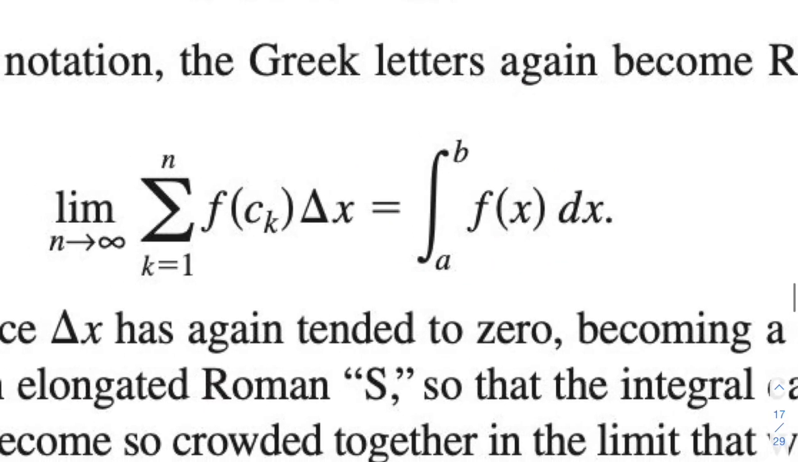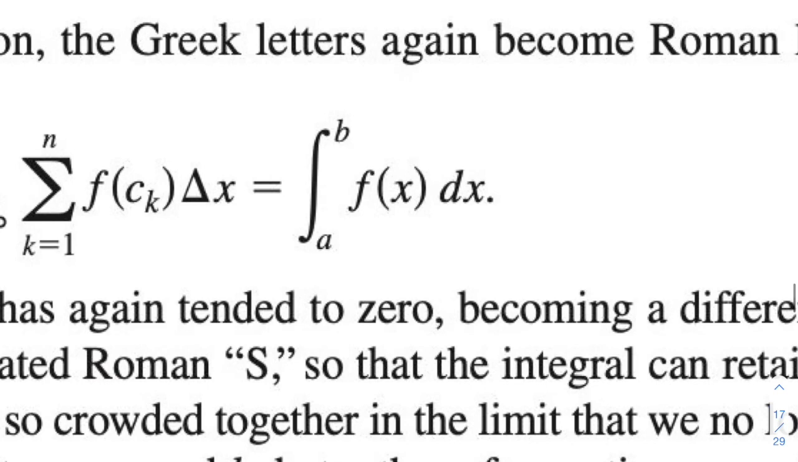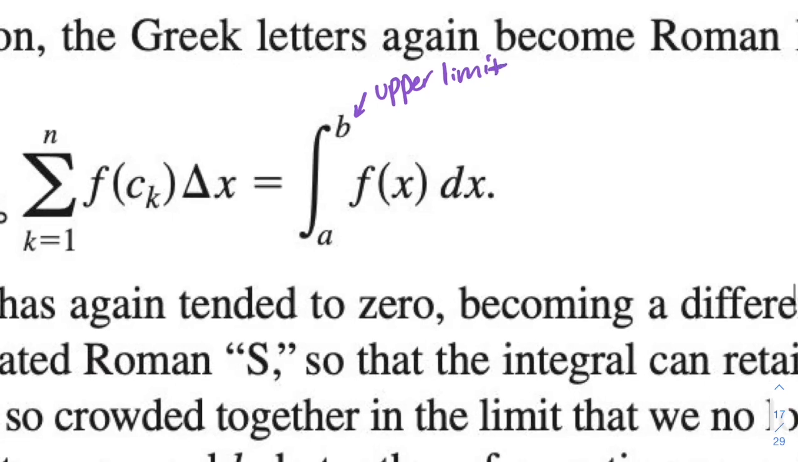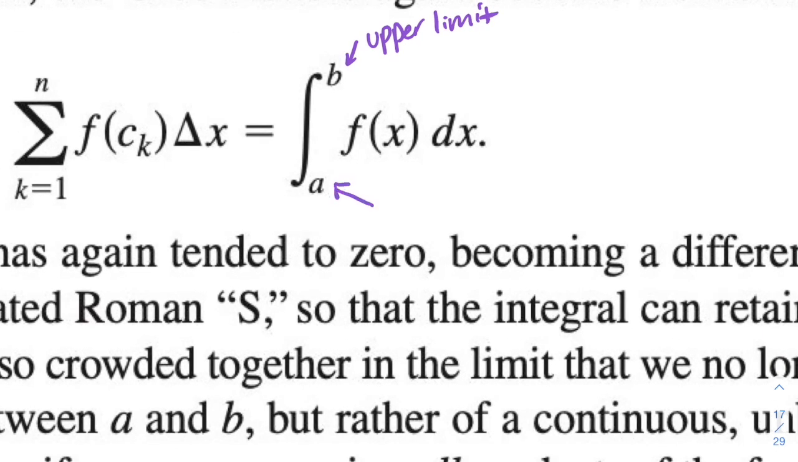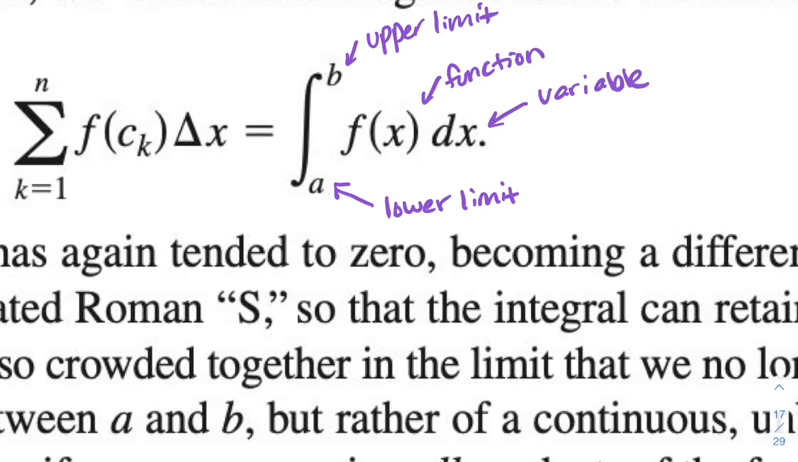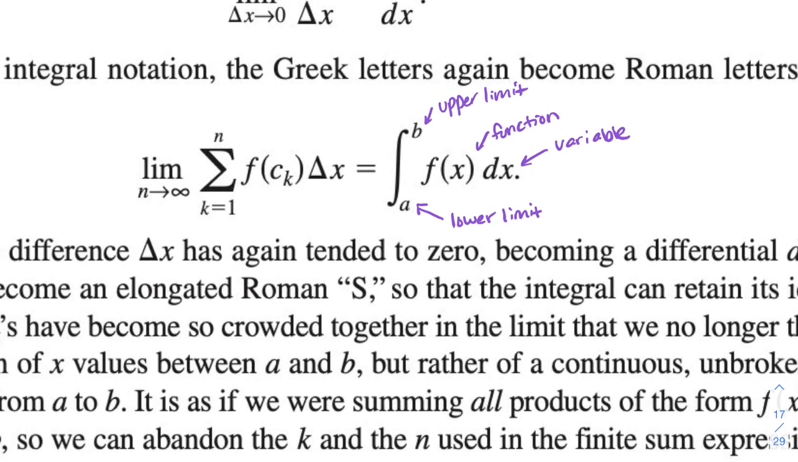It's much simpler than all the stuff happening here. So this is what we call our upper limit of integration. I think this is on the next slide, but I'm going to write it anyway. Here's our lower limit. And then here's our function. And then this is the variable with respect to which we are integrating. And I'm going to show you what those all mean, okay?